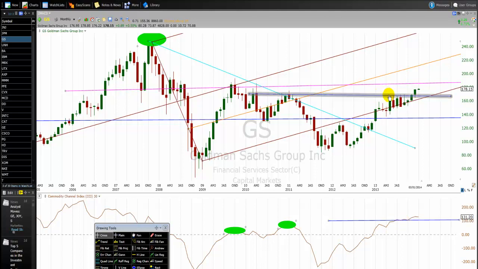So we draw the warning line now. The blue line here, the blue horizontal line, is our warning line. But now that the blue line is broken, the next resistance is the pink one, and the second one is the orange line. So with the pitchfork tool, we can make excellent trading decisions using the Commodity Channel Index indicator.